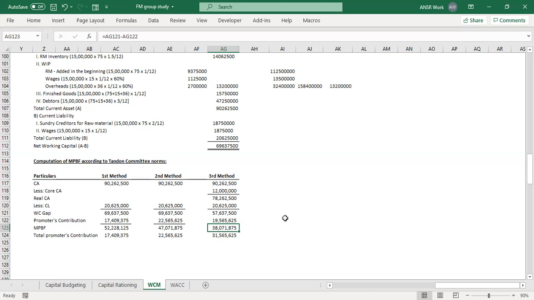But you talk about the ultimate effect on the MPBF. Is there an effect of current liability or not? There is, right? It's definitely decreasing the MPBF. Similarly, here also it will decrease.